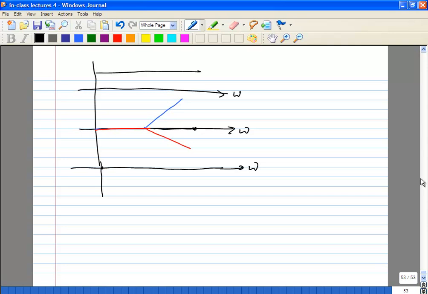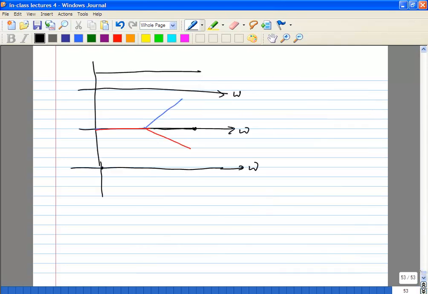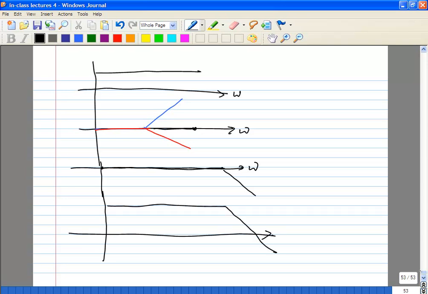And if you look at the third term, which is this guy, it happens that you have a single pole at SCS over GM, so it goes like this. So obviously the overall transfer function will look good. Overall transfer function is going to look very good. Okay, this is your AV of omega. So instead of being limited by this pole, you are now very far out, assuming that GM is very large.